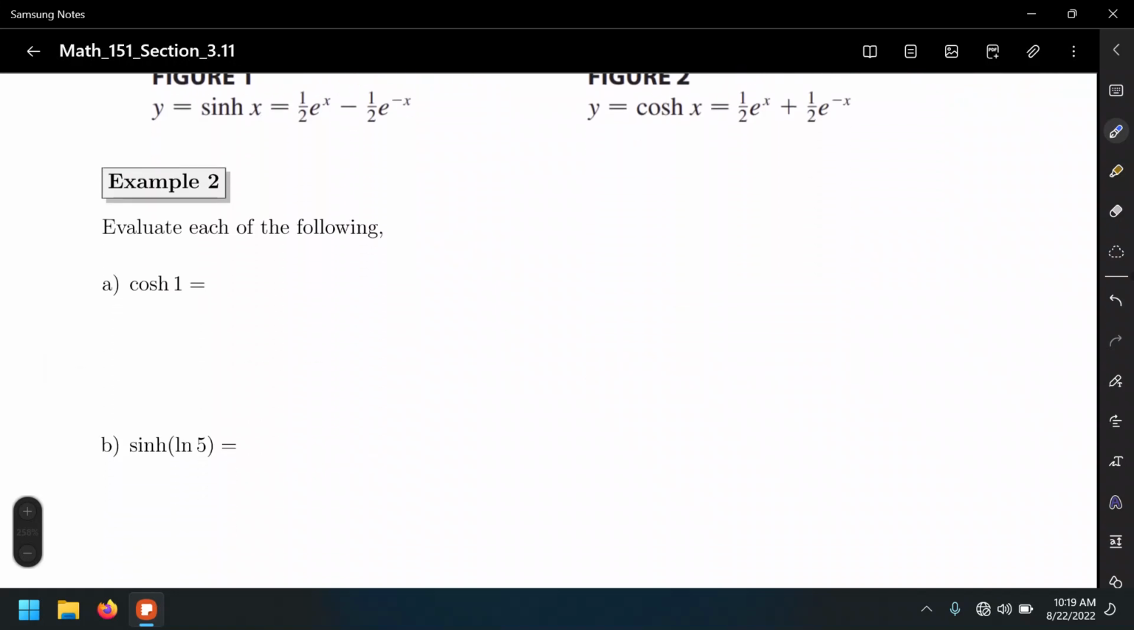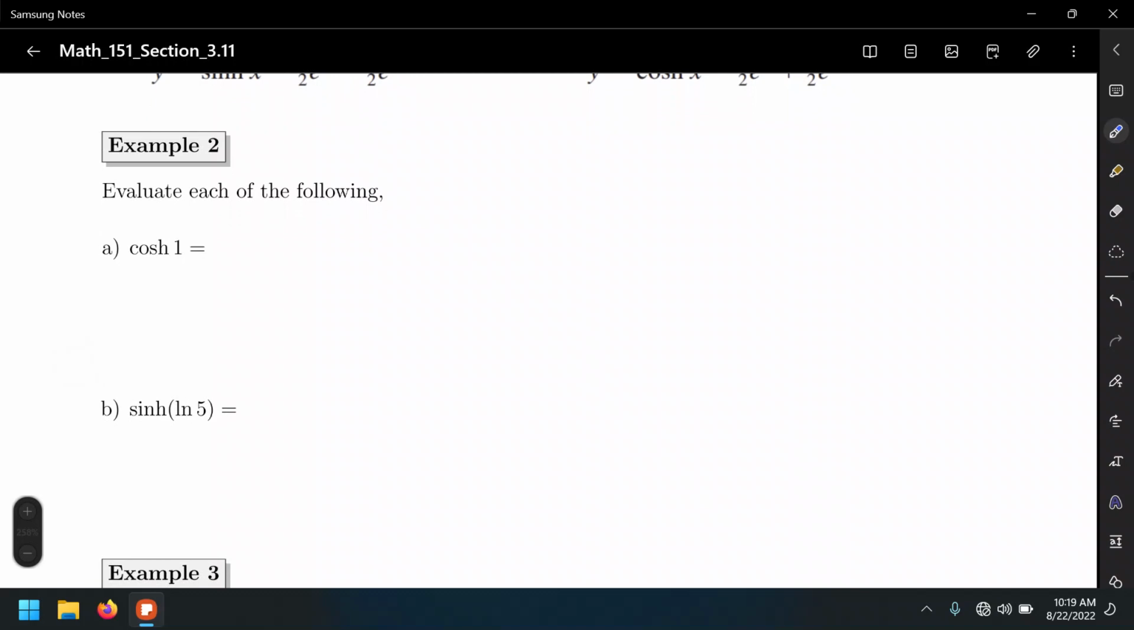Alright, now that we look at the definition of these hyperbolic functions, where they come from and what they are, let's go ahead and compute some values. For example, cosh of 1. Just the way it is, we have no idea what it is. So what we need to do is convert this cosh into its definition in terms of exponential functions. Again, your calculator may not have a built-in ability to compute hyperbolic functions.